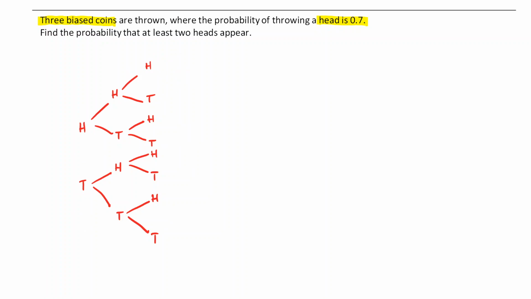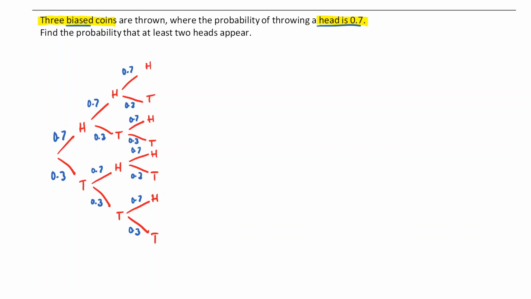Now, we've been told something very interesting, and that is that this is a biased coin, meaning it isn't a fair coin where there's a 50-50 chance of getting either a head or a tail. Rather, there is a 0.7 chance of getting a head. So every time there is a head, we put 0.7 there. If it's 0.7 to get a head, what is it going to be to get a tail? It's going to be 0.3. So 0.7, 0.3, 0.7, 0.3, and so on. Also, don't forget the very first throw as well. There is a 0.7 chance of getting a head and a 0.3 chance of getting a tail.